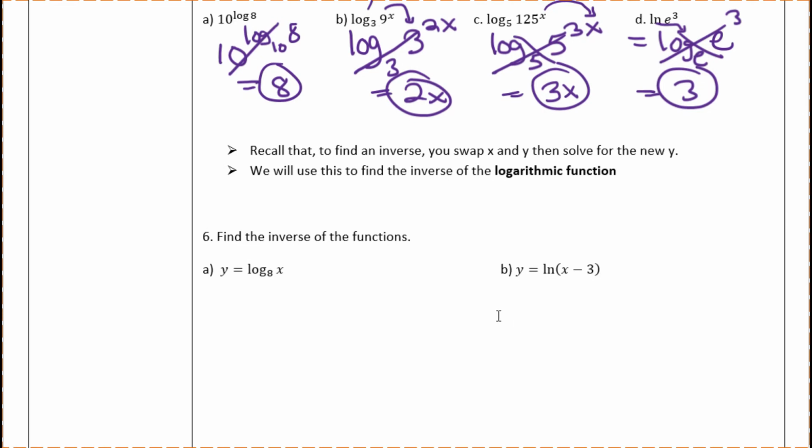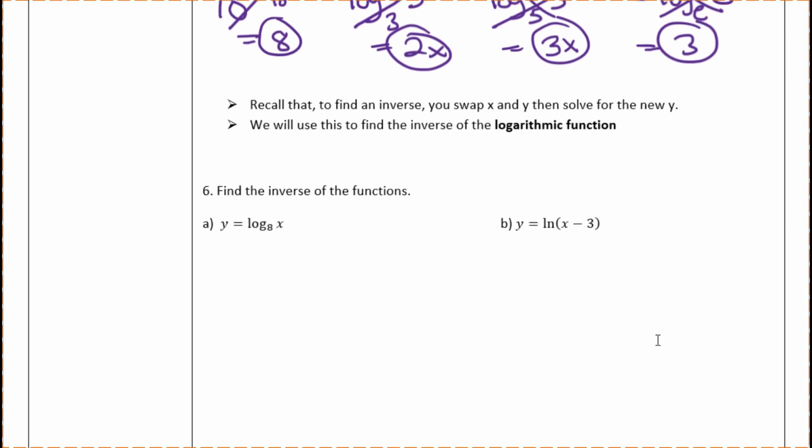All right, now we're going to go back a little bit into the previous unit, and we're going to talk about inverses. Remember, we talked about the log being the inverse of the exponential function. In order to find the inverse, you swap x and y and then solve for the new y. And then, of course, you convert that to f inverse of x. We're going to use this to find the inverse of the logarithmic function, and you'll see that we end up with an exponential. So let's go ahead and find the inverse of the log. Again, swap x and y here.